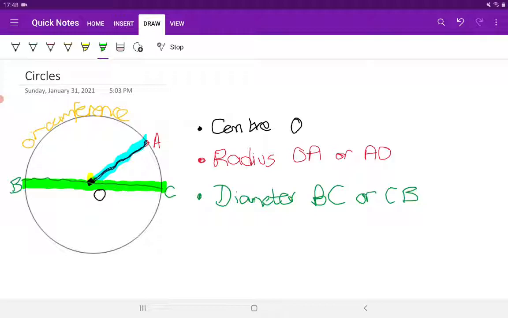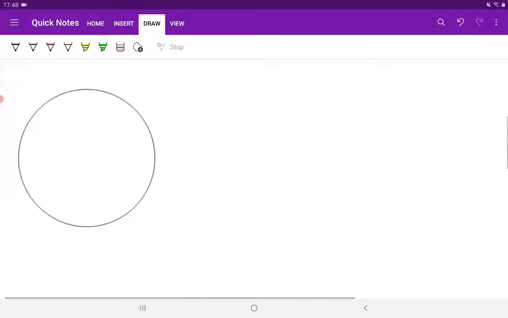And sometimes with a circle, we might not always have all that information. Sometimes we might only have one bit or another bit. But if you've got the radius, you're always going to be able to work out the diameter. And if you've got the diameter, you're always going to be able to work out the radius. So let me show you what I mean by that.